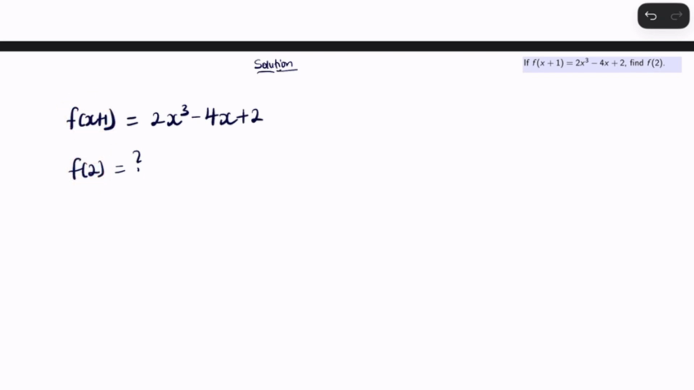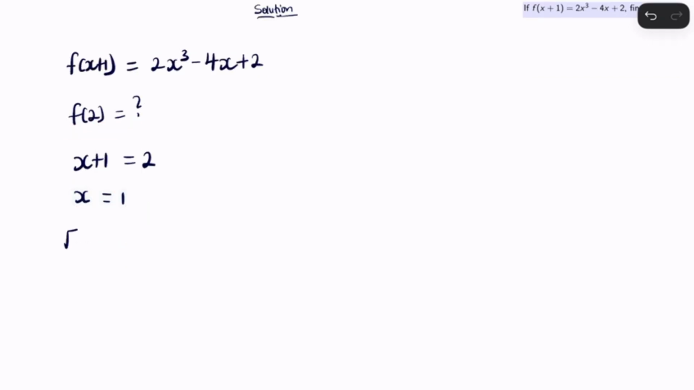So note that when x is equal to 1, then you're going to have 1 plus 1, which is 2. So then you're going to get f of 2, right? That's you're going to equate these two. So that's you're going to solve x plus 1 is equal to 2. Hence, we have x to be equal to 1. So you're going to substitute in x is equal to 1 into this equation, right? Then we're going to have f of 2.